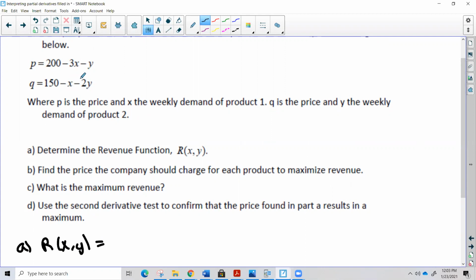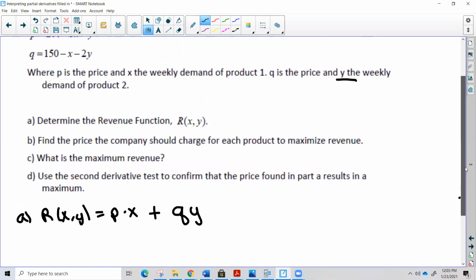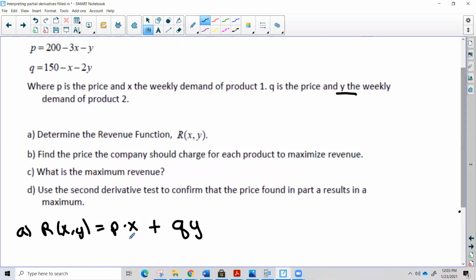we have to take into account both demand functions. So my first one is demand for product one, which deals with X. So remember, when we find the revenue, we take the price and we multiply by the number of units, which would be X. And then we also have to do that for my Q equation, which we're going to add, but this is with Y being my unit. So this is going to be Q times Y. And the total revenue is going to be the sum of those two price demand equations times their units.